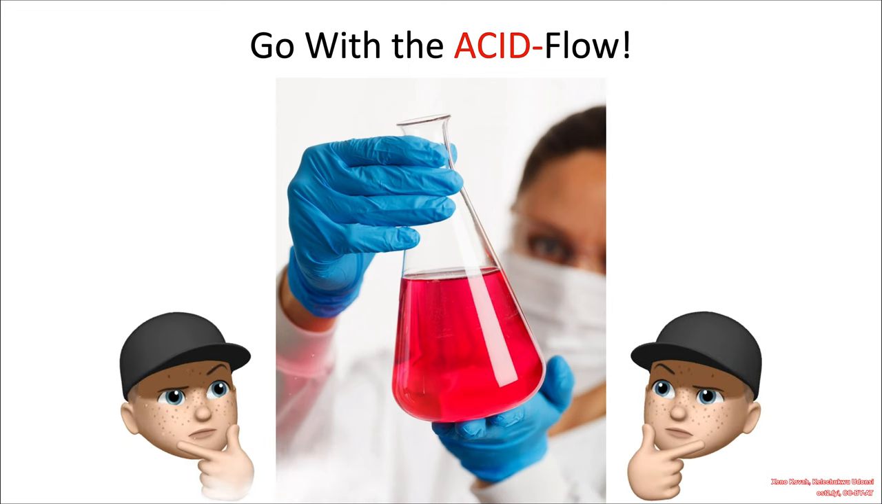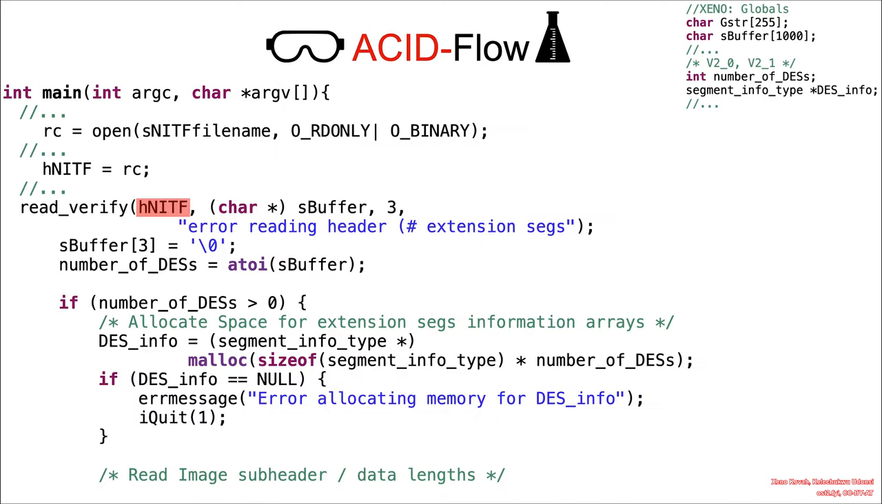Dare we go with the acid flow? Of course we do. So if you read the code for read verify, you saw that it takes an attacker-controlled file on this side and reads it into a buffer, and it reads however many bytes are specified right there. So this is going to read 3 bytes into S buffer, and then it's going to go ahead and truncate that so that there's a null character.